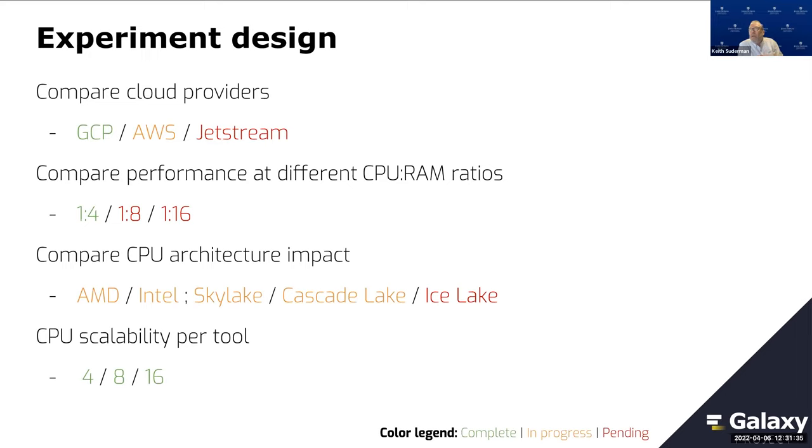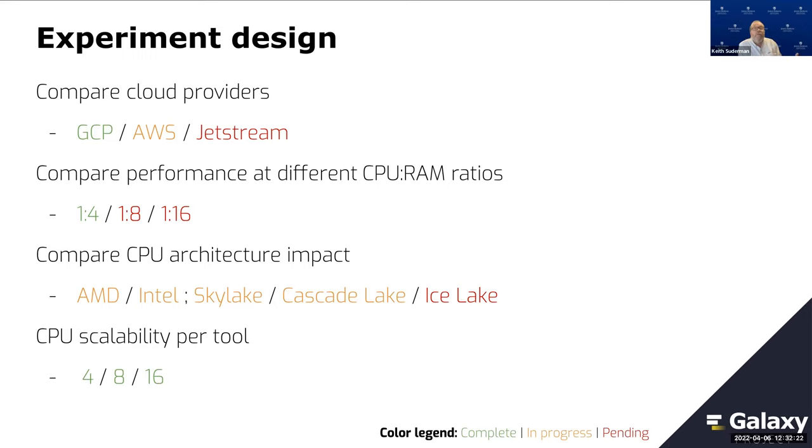So our experiment design, we want to compare the various cloud providers: the Google Cloud Platform, Amazon Web Services, and Jetstream. We do have Microsoft Azure on the roadmap someplace out in the distant future. We want to compare the different CPU and RAM ratios. Very often when you're configuring these machines, they'll be compute optimized or memory optimized with so many gigabytes of RAM per virtual CPU. So we want to explore with 4 gigabytes per CPU, 8 gigabytes per CPU, 16 gigabytes per CPU. Also, they offer various CPU architectures.